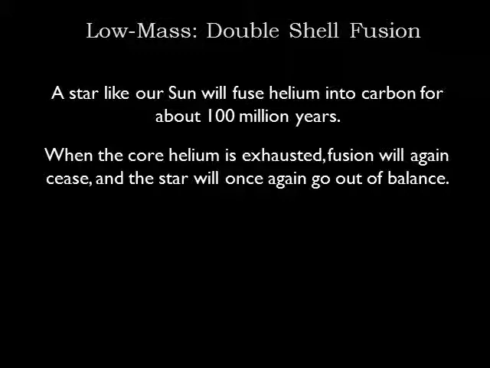Helium burning in the core will continue until the helium runs out. Our sun will fuse helium into carbon for about 100 million years. This is 1% of the time the sun will have spent on the main sequence. When the core helium is exhausted, fusion will again cease and the star will once again go out of balance.